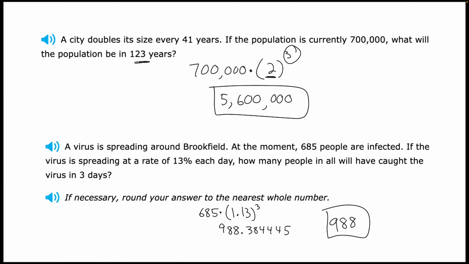And for the second problem, here is the work. You should have gotten 988 because it said round to the nearest whole number.